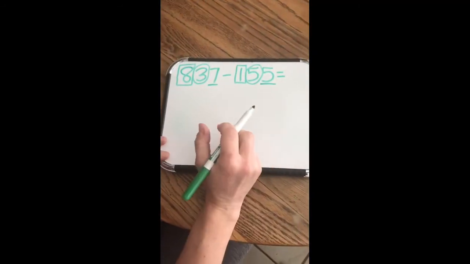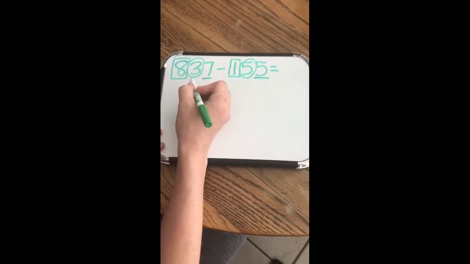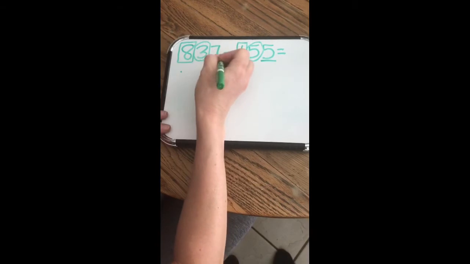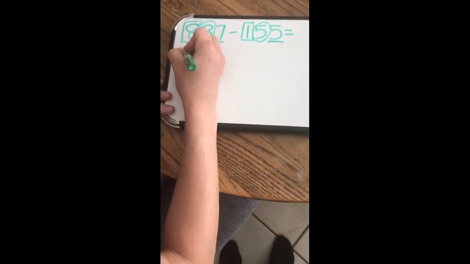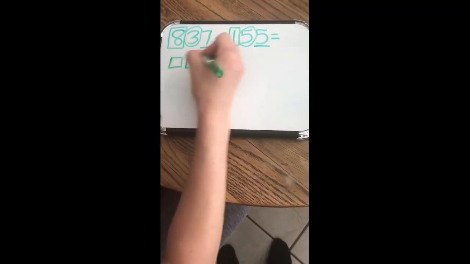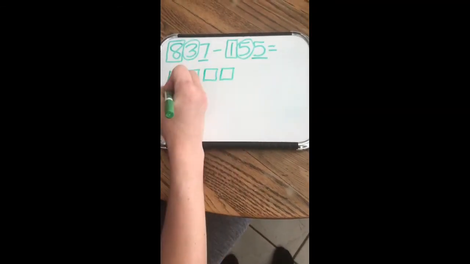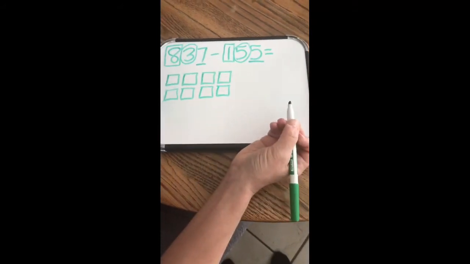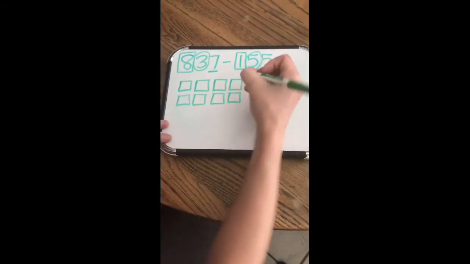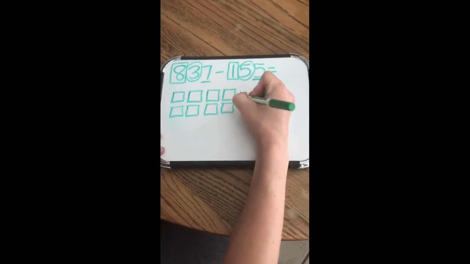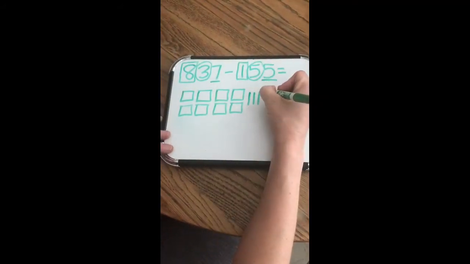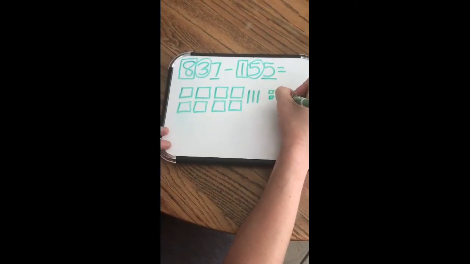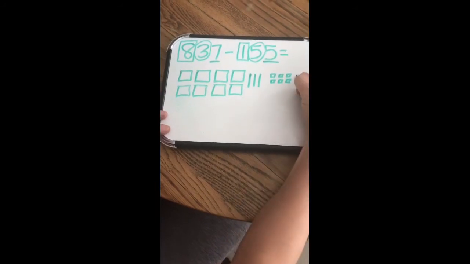I'll just draw base 10 blocks instead. And remember, we only draw the minuend when we're subtracting. So I'm going to draw 837. The 8 in the hundreds place tells me that I'm going to need 8 flats. So I'm going to draw 4 and another 4 flats, and that gives me 800. The 3 in the tens place tells me I'll need 3 rods, 10, 20, 30, and the 7 in the ones place tells me that I'm going to have to draw 7 units. 1, 2, 3, 4, 5, 6, 7.